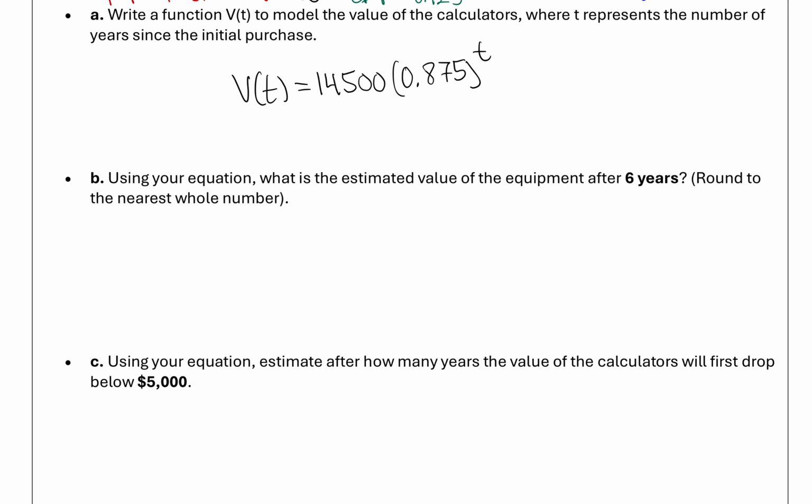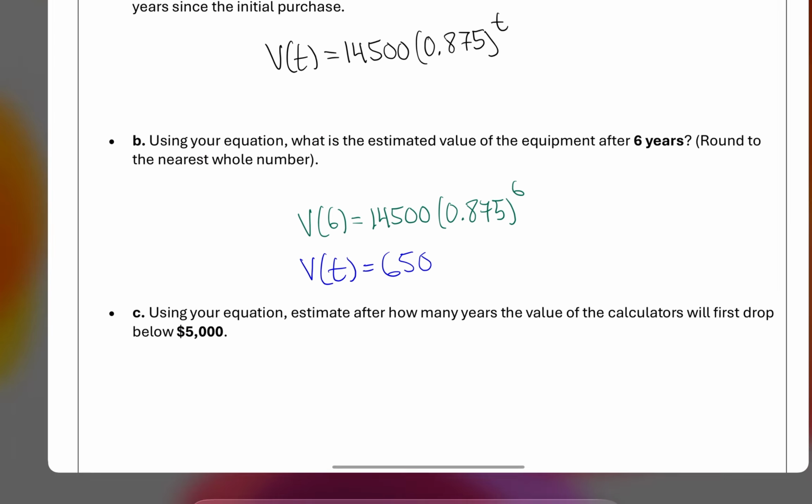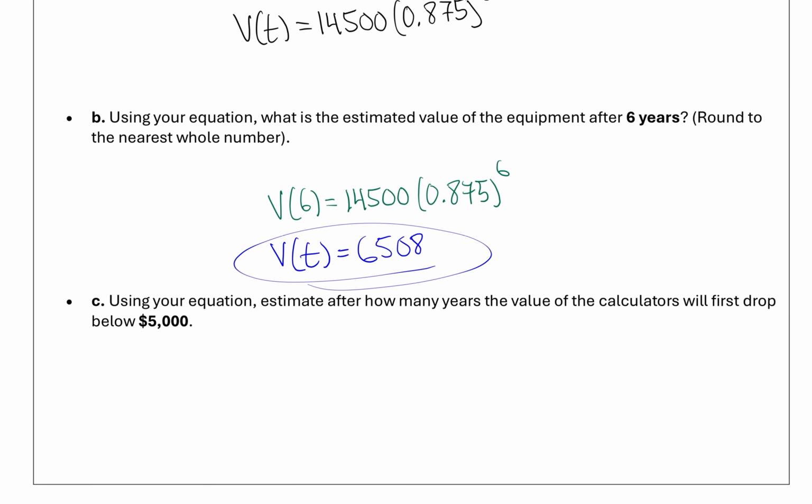Okay. So let's write it down. V of 6 is going to be 14,500 times 0.875 to the power of 6. We're just showing our work. And V of 6 gave us $6,508. Okay, and that was the final solution.